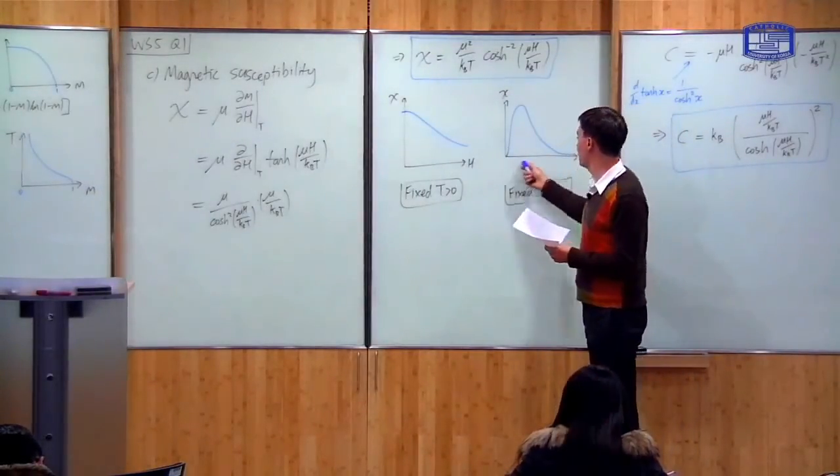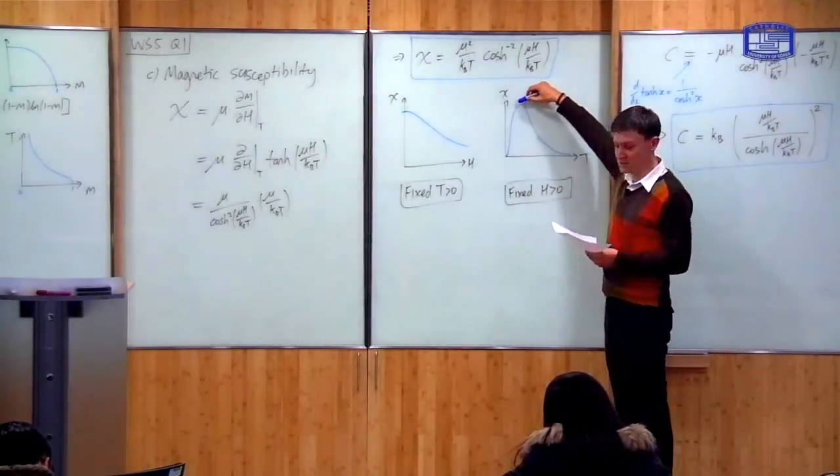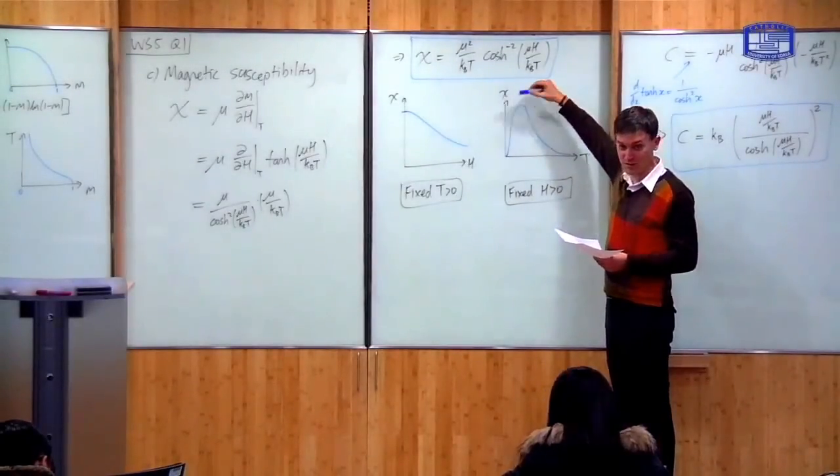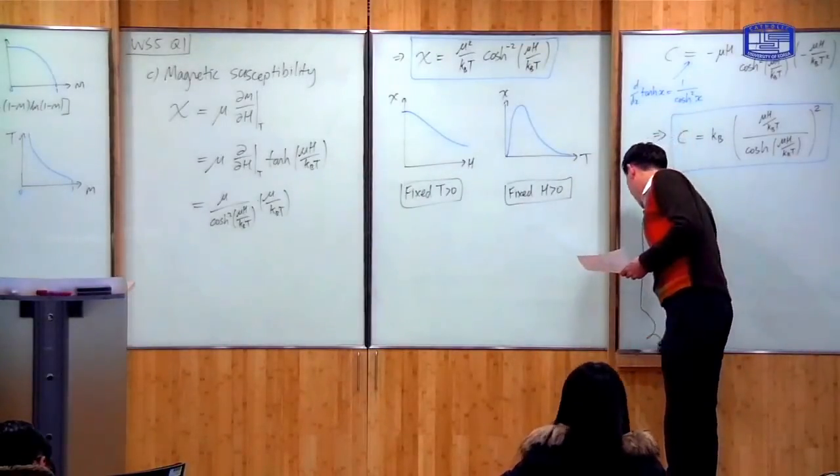Now, somewhere in between that, you have a maximum. You have a point where the susceptibility is the maximum, where it's most susceptible to changes in field. So that's what the results look like.